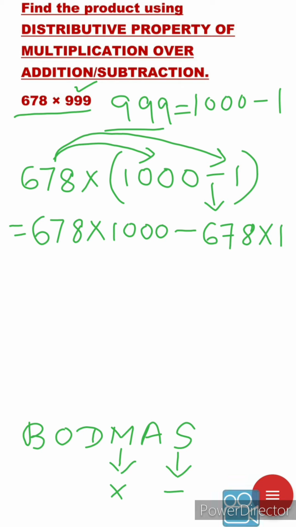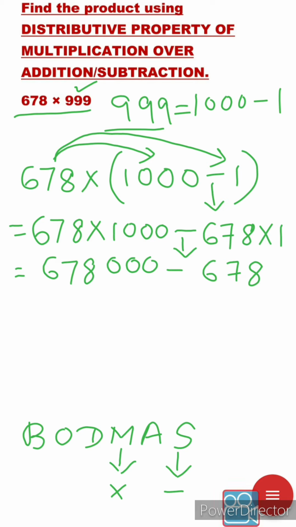So here we have to multiply first 678 into 1000. This we can do it very easily. We are having 3 zeros in 1000. So we will put 3 zeros from the right hand side. Then we are having 678 multiplied by 1, which is 678 obviously, because if you multiply any number by 1, you will get that number only. Then again under this minus sign, I will put the minus sign. Then 678 multiplied by 1 is very easy, 678.